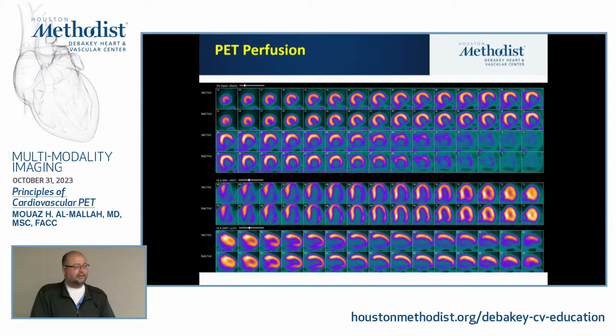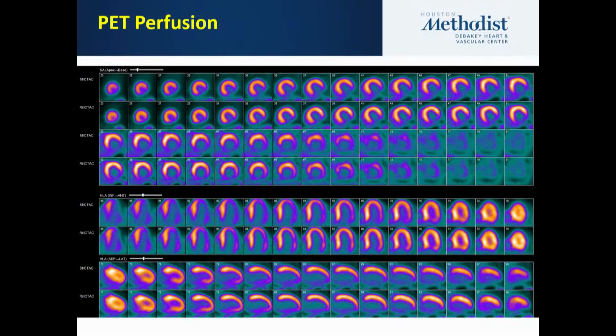Now, what do you see here? Stress on top, rest on the second, fourth, sixth, and eighth row. So how would you report it? For those who have not done their nuclear rotation, the donut is missing a piece here, and it's missing both at stress and rest. So how would you report it? Large fixed perfusion defect. You want to add any few more words? Scar, no scar?